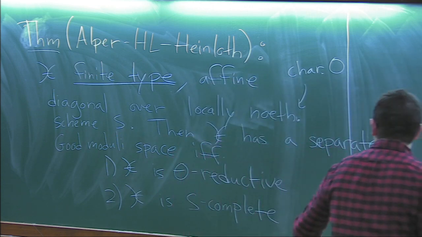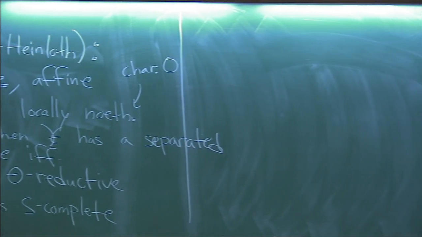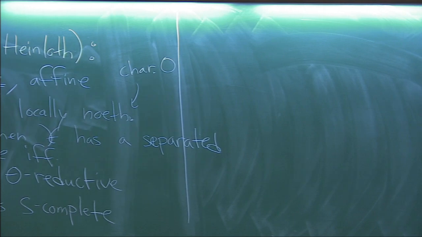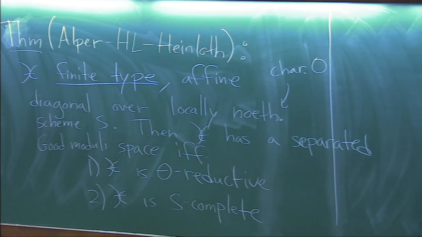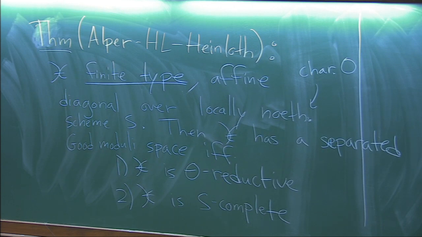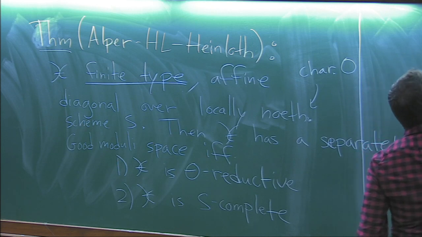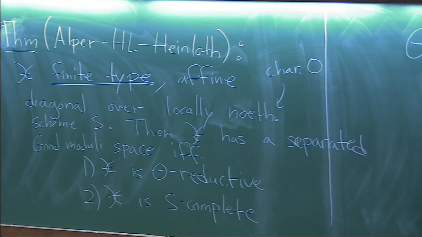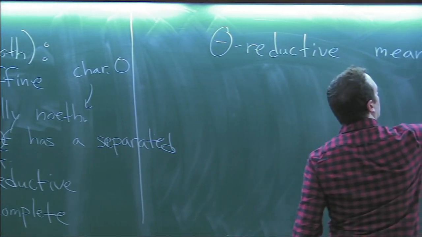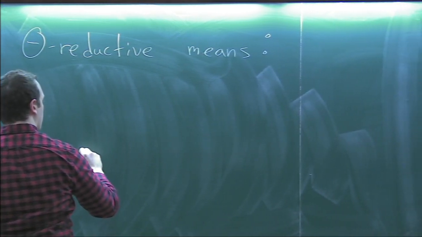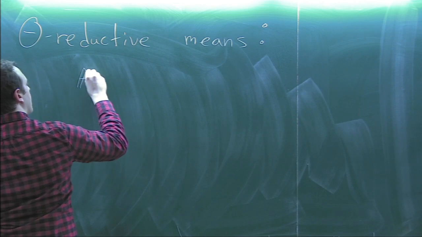In order for this to sink in, I have to explain to you what these conditions mean. The nice thing about this theorem is that both conditions, theta reductivity and S-completeness, are in a sense valuative criteria. They involve checking things about families over relatively small schemes, in fact over surfaces. So let me just tell you what theta reductive means, and I'll give it to you as a lifting criterion. So if I take A^1, so let's say R is a DVR.